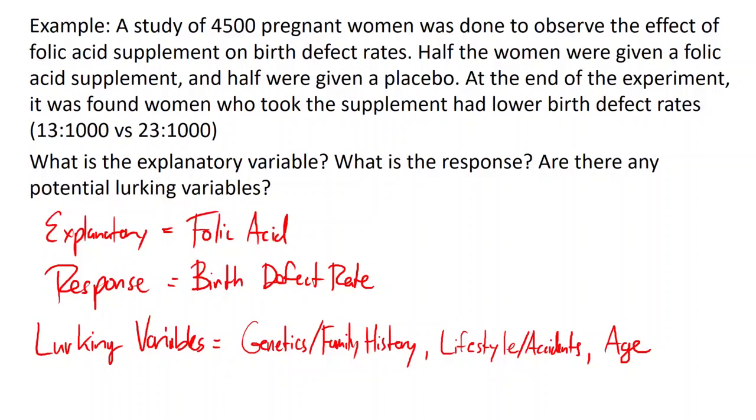What if the woman already had more folic acid than normal? It's a B vitamin, I think it's B6 or B12. Anybody know? Yeah, right. I would probably call that lifestyle. It would have to do a lot with their diet. Depending on what they eat or don't eat, and how healthy they are, that may have a big effect. Because you might be giving someone a placebo, but they might be getting a lot of folic acid through their diet, and you wouldn't know that. So that'd be a lurking variable.